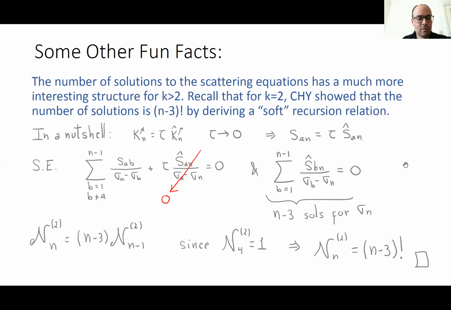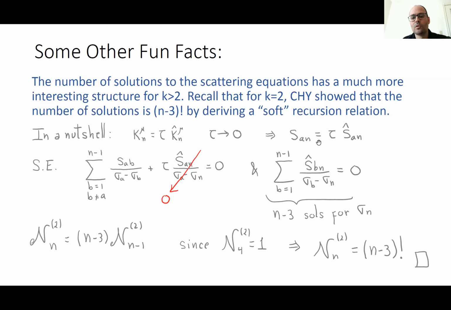One more thing is that the number of solutions that James and Song were referring to for the scattering equations have a very peculiar behavior for k greater than 2. For k equals 2, CHY showed that the (n-3)! number of solutions can be derived using a soft recursion relation. And that's fairly simple.